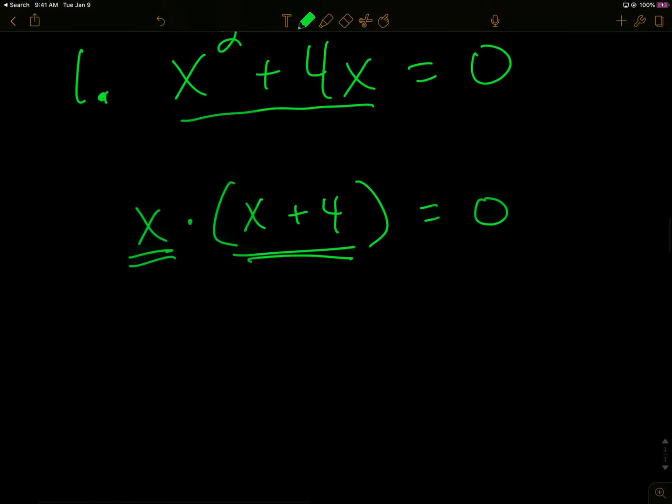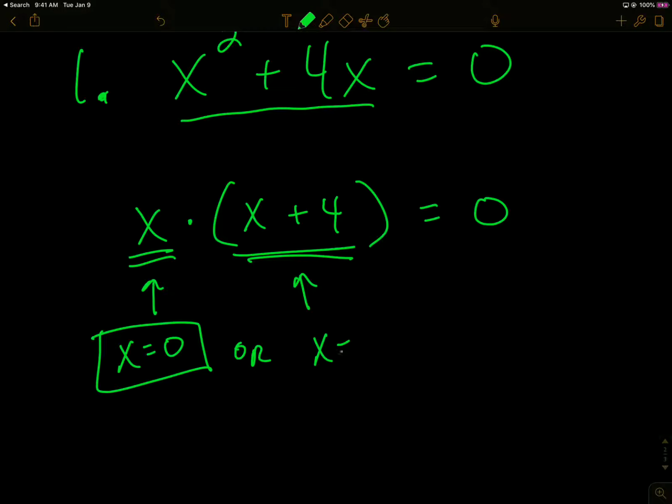So the solutions are going to be whatever makes each factor 0. So the x that makes the first factor 0 is 0. The x that makes the other factor 0 is going to be negative 4, because negative 4 plus 4 is 0, right? So those are my solutions.